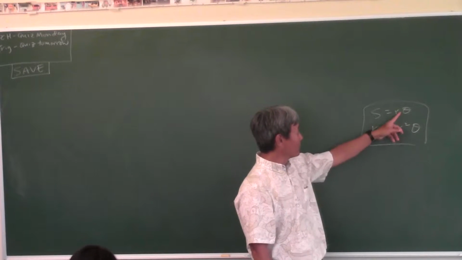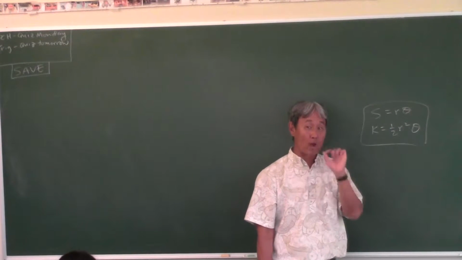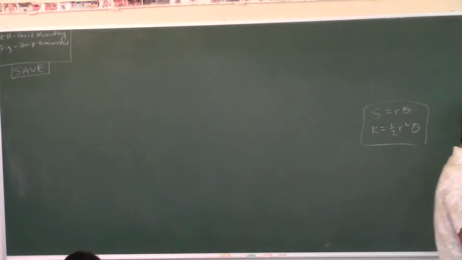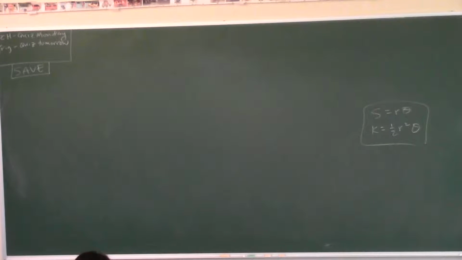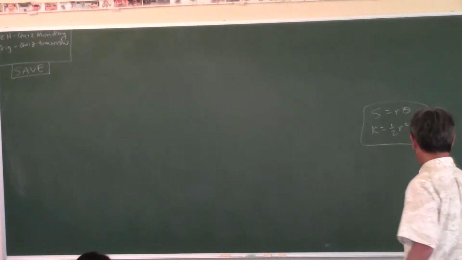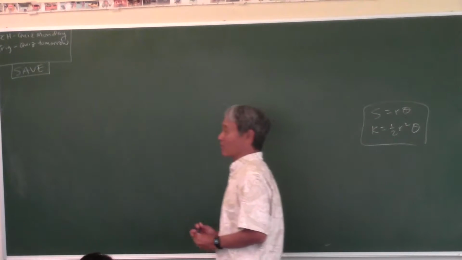But you gotta remember, when you use these formulas, theta has to be measured in radians now. So if it's not radians, you gotta convert it to radians. It's just pi over 180. So if it's degrees, just multiply it by pi over 180. It's easy.